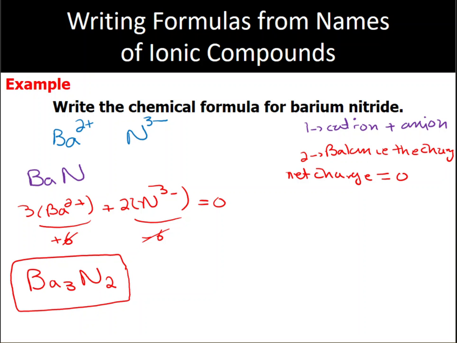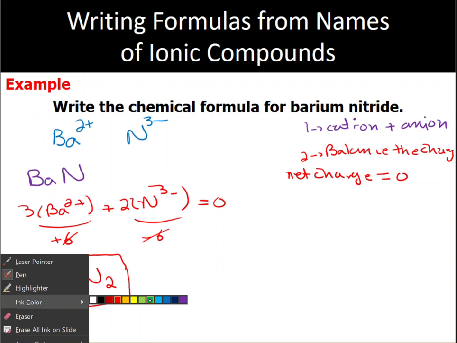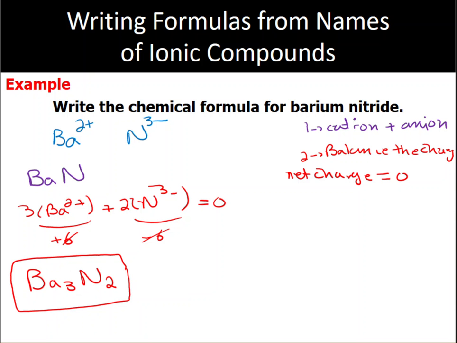After you write the formula of an ionic compound, always double check. Make sure that the net charge on the formula you're reporting is 0. Now let's see how we name this ionic compound. The rule for naming an ionic compound is that you first name the cation followed by the name of the anion. So the cation is barium, and the anion is nitride. This is called barium nitride.